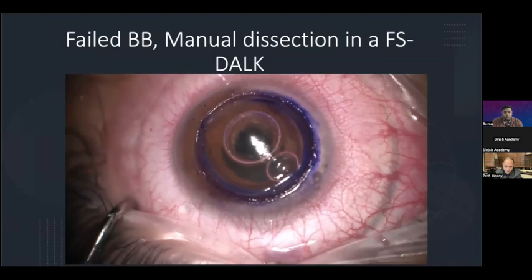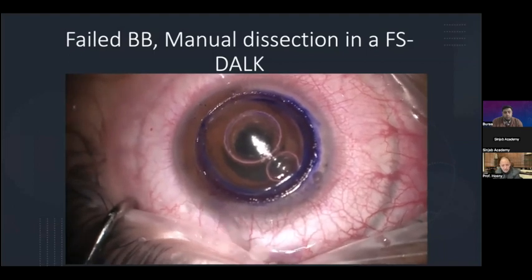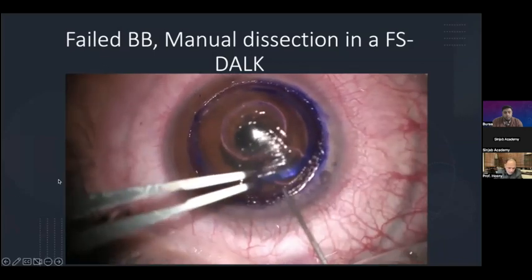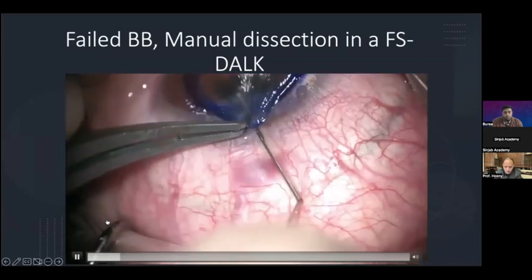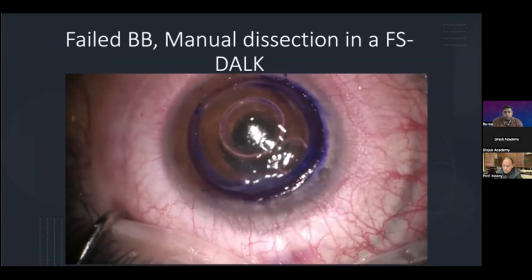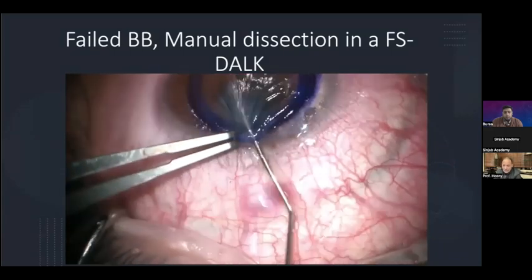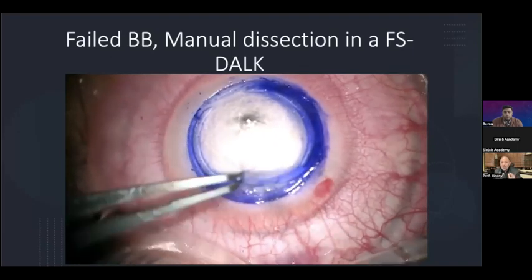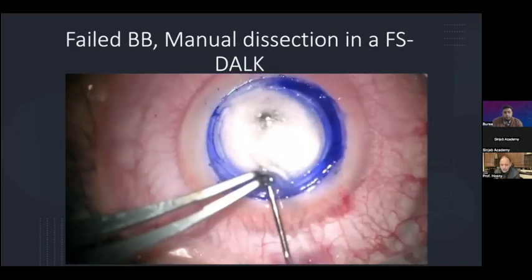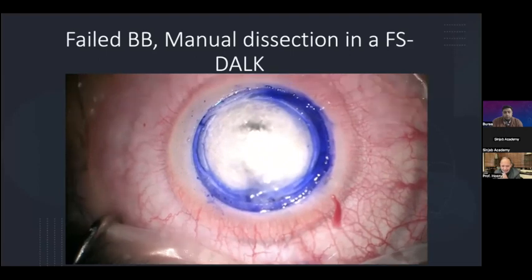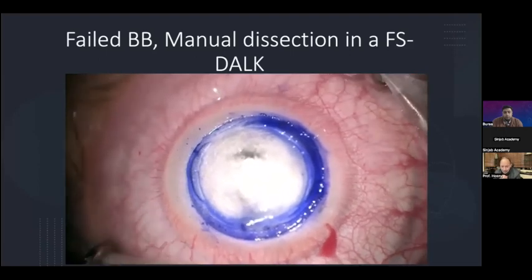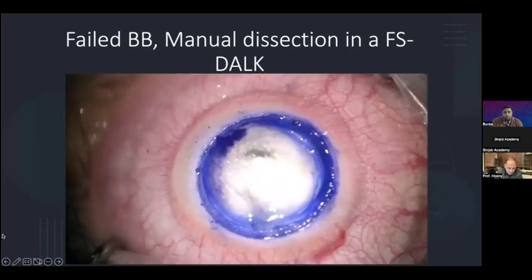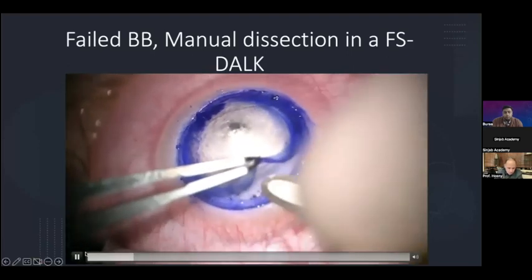Okay, injecting the small air bubble in the anterior chamber. Okay, and then introducing the trocar and then the cannula. And this is the cannula. I tried to inject the air to separate, but I knew immediately that I did not get the big bubble, and I could not see. I'll just stop right there.